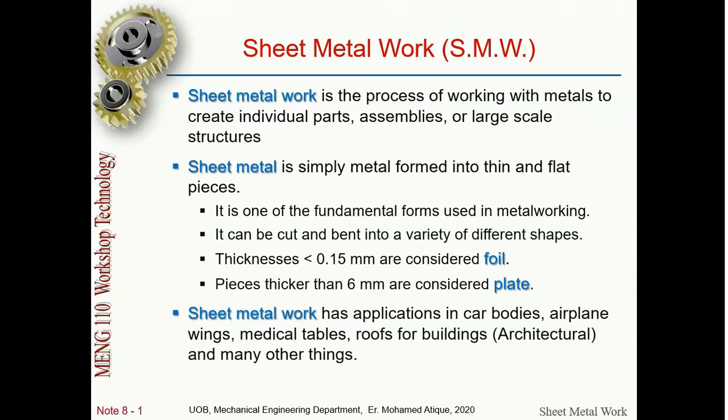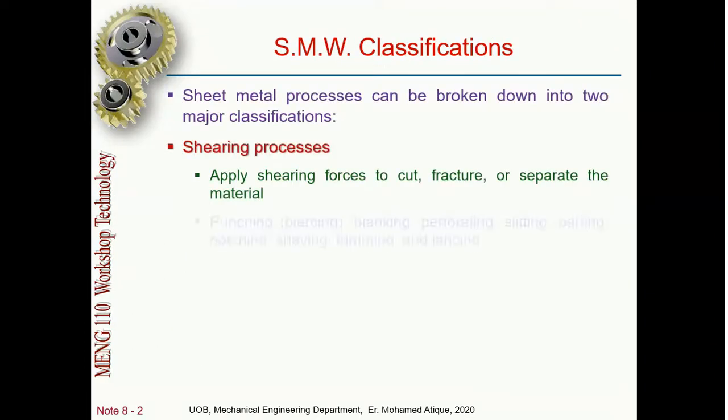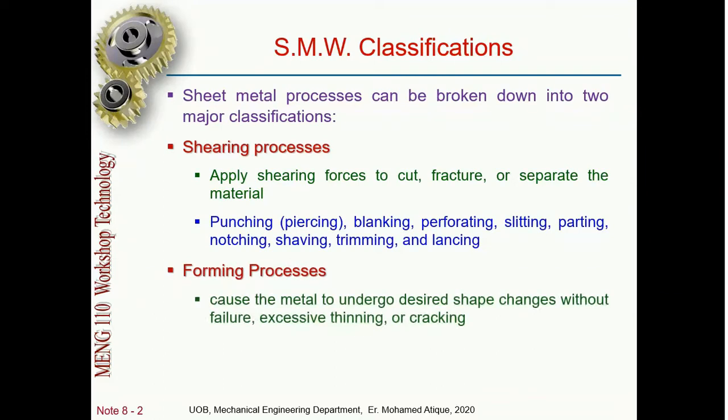Okay. So you must have seen car bodies, airplane wings, medical tablets, roofs for buildings. All of those are produced with the help of sheet metal operations. Now we can classify these into two types. First, the shearing process. Shearing means cutting is involved. We are cutting some amount of metal, and the other is the forming process. In forming, we are not cutting any metal. We are just changing the shape of the metal to our desired shape.